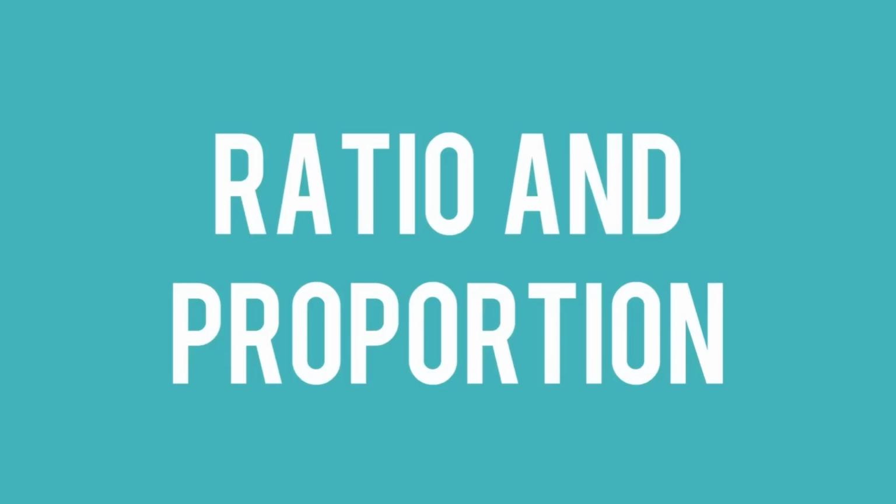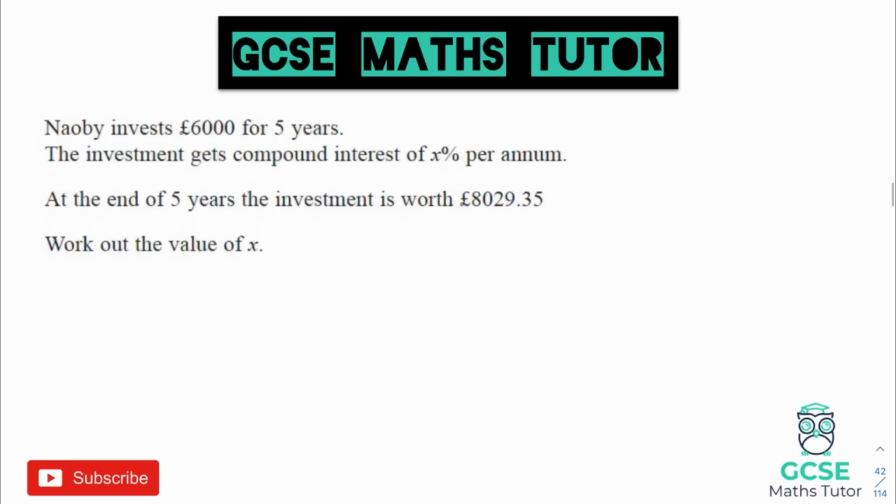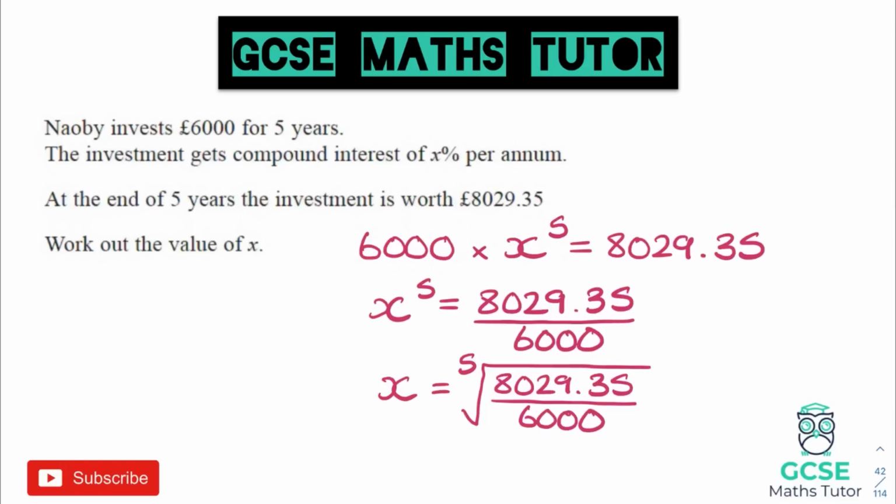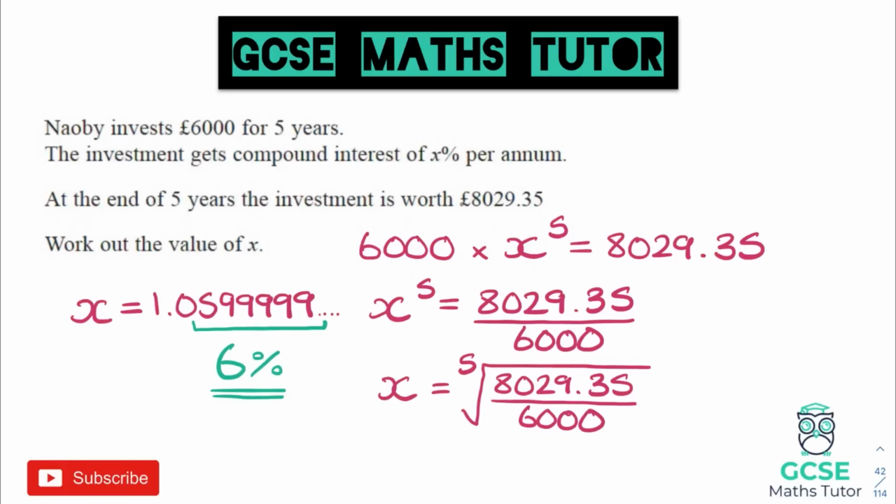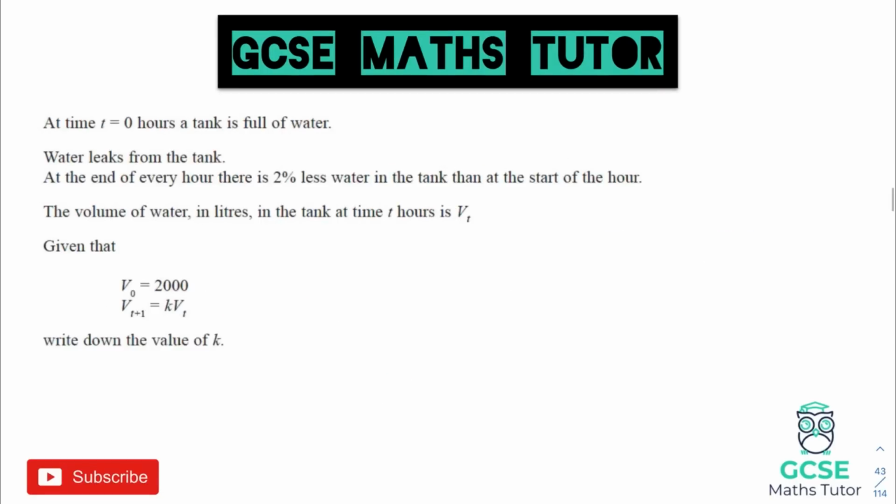Onto ratio and proportion. Okay, so for compound interest you may have to work backwards. It may want you to work out the actual interest rate. So set up your formula like you would normally. For this one, 5 years would be x to the power of 5. You can then rearrange that and do a fourth, fifth or third root, however many years it is that you need to. Just remember that your multiplier is 1.0 something, and that something's the percentage.